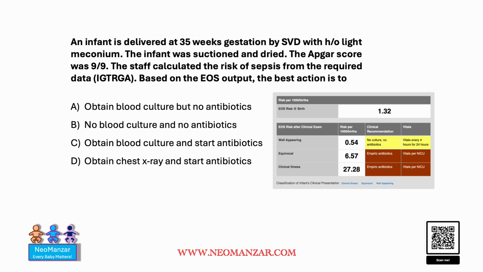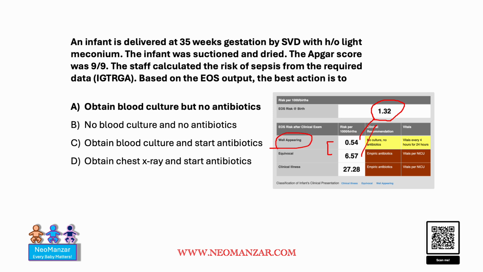pause the slide, zoom the picture. Okay, the correct response here is obtaining blood culture but no antibiotics. And you guys can question why is that, and we'll show in the next slide. But the clue here is, see this, the composite score here is greater than this but less than this. So infant probably will fall somewhere here, and this is a well appearing infant.